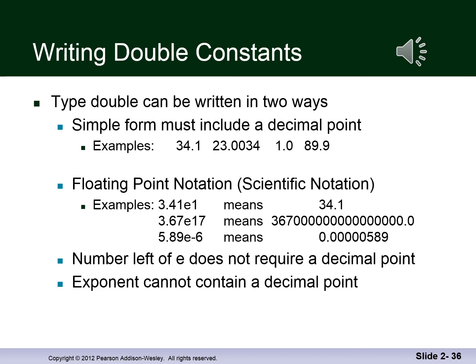5.89 e to the minus 6 means 5.89 times 10 to the negative 6th, which equates to that number, 0.0000589. There, I think I got that correct. The number to the left of e does not require a decimal point. Exponent cannot contain a decimal point.